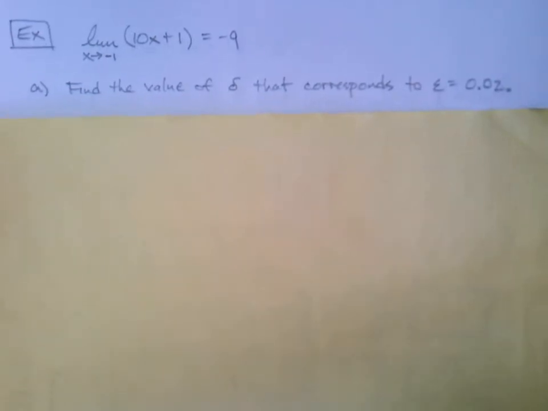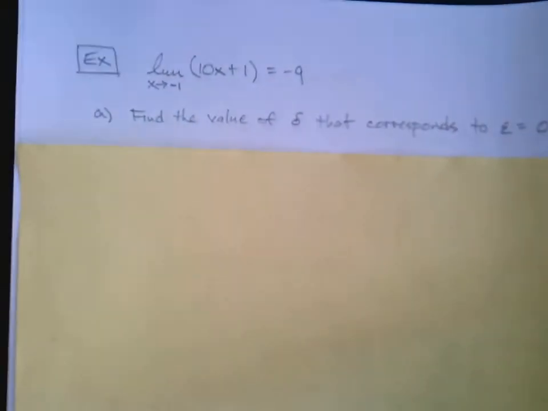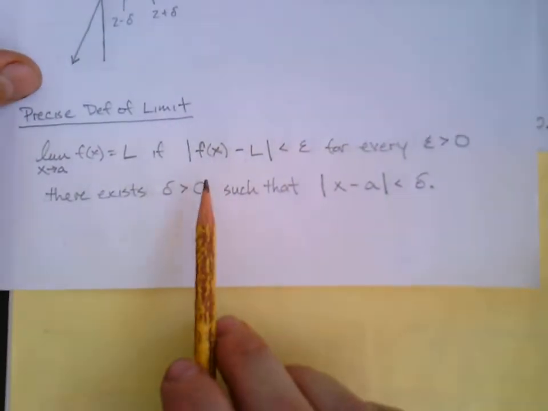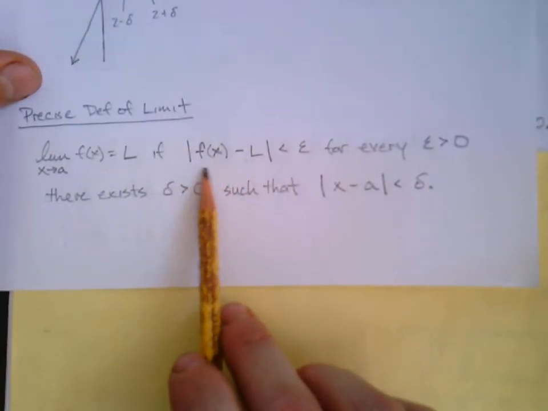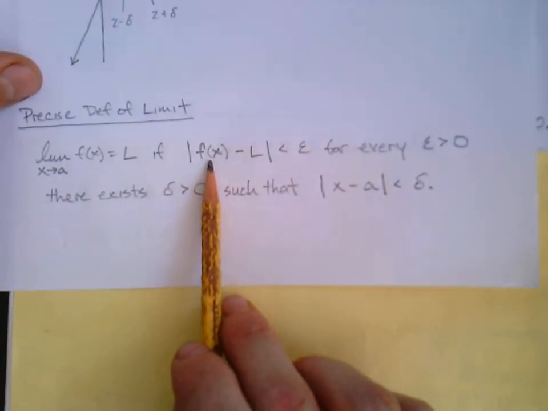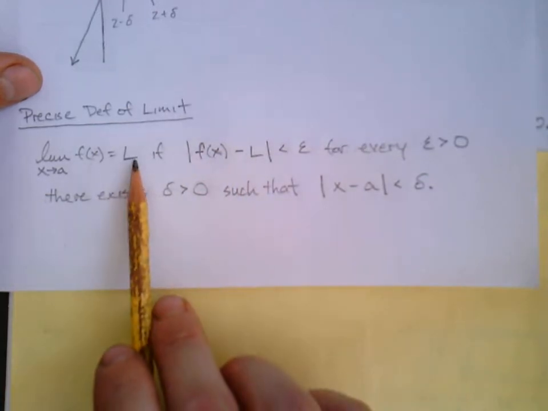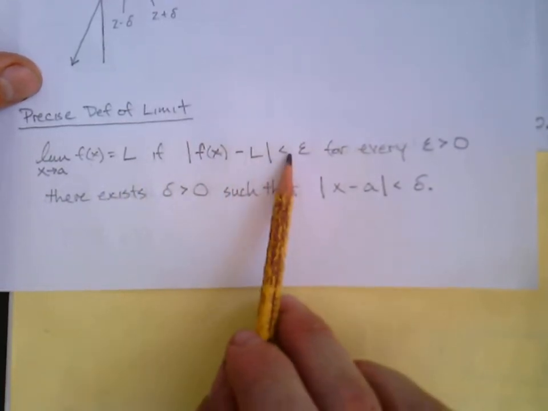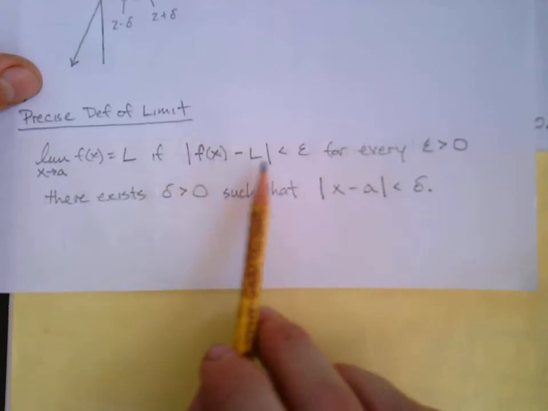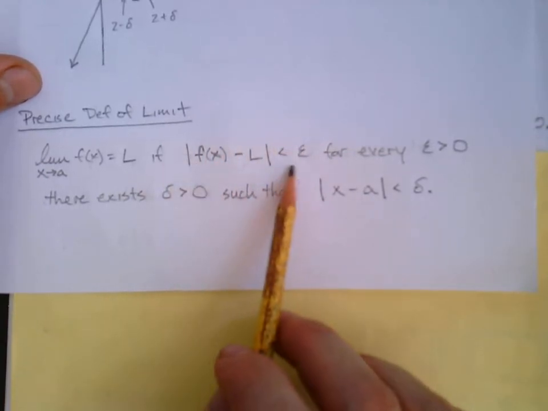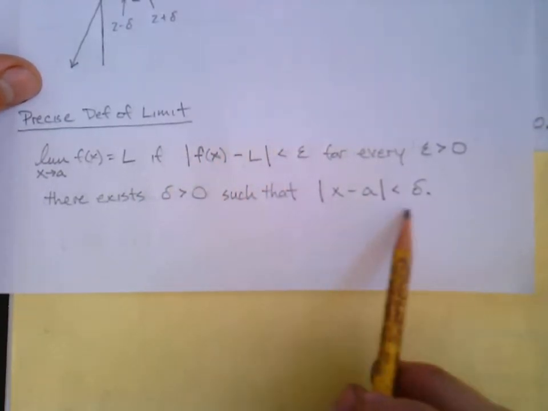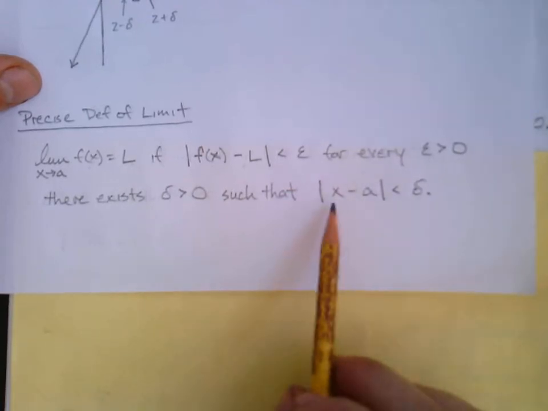So if you remember, let me go back to the precise definition. We're going to set it up just like this here. We know our function. We know what L equals. L is what the limit equals. And we know a value of epsilon to plug in. And then we're going to do some algebra on that to end up with something that looks like this. Then we'll know delta. That'll be our final answer. Okay, let's walk through it.